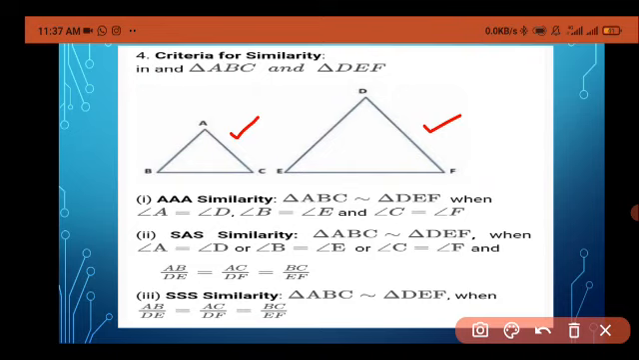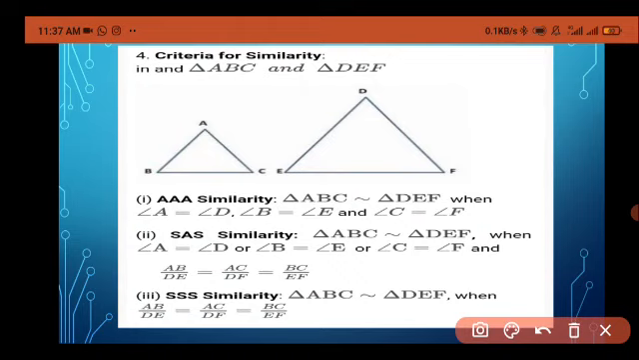Triple A similarity means all the corresponding angles are equal. So if triangle ABC and triangle DEF are similar, that means angle A will be equal to angle D, angle B will be equal to angle E, and angle C will be equal to angle F. So this is called the AAA criterion.